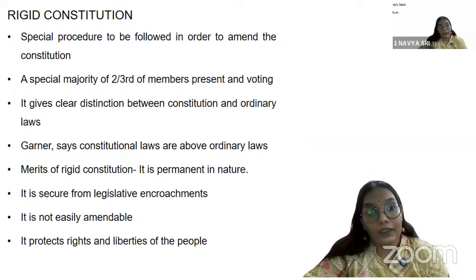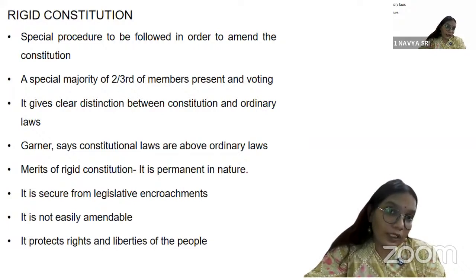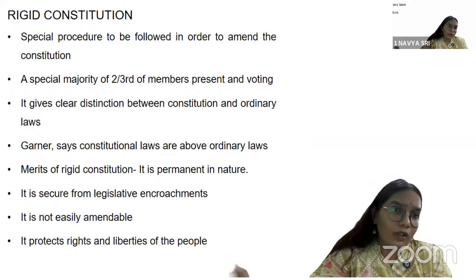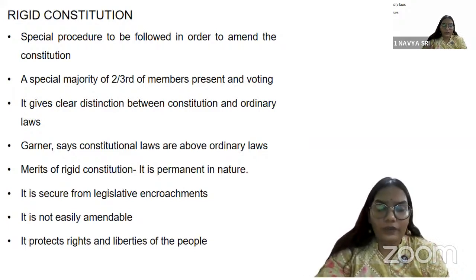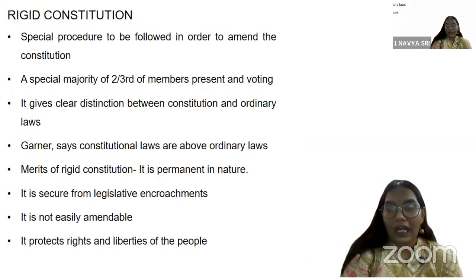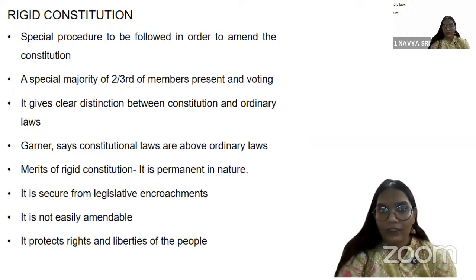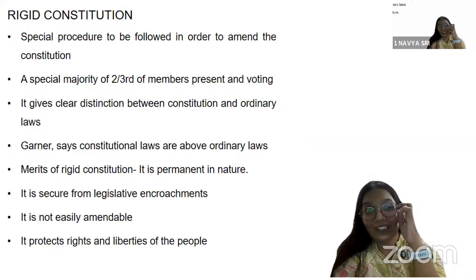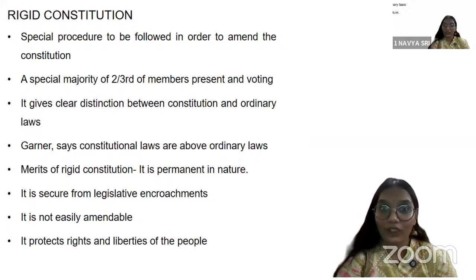So the constitutional amendments need two-thirds, and it has to be introduced by the president. It should be two-thirds present and voting. Also, we have simple amendments, which are followed by simple majority present and voting. Okay. So the rigid constitutions will definitely have sets of rules which are necessary to amend such a constitution. Article 368 in our case laid down the procedure for amendment of the constitution. And according to Garner, constitutional laws are always above the ordinary laws because it's a constitutional law itself. It's a basic feature that is necessary for the proper functioning of the democratic structure.